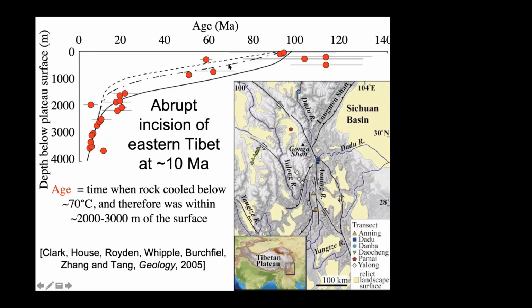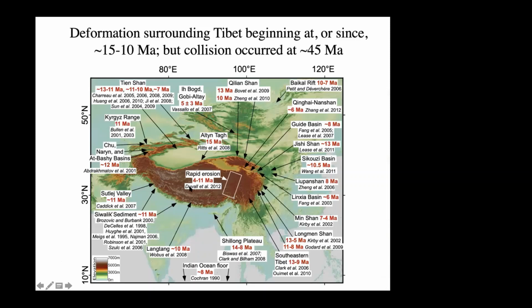Ages increase rapidly with depth because this is slow cooling. These ages are dating when the rock was approximately 2,000 to 3,000 meters below the surface. So you can look at these ages as saying the surface lay 2,000 to 3,000 meters above, and gradually that surface moved down. And then all of a sudden at this time, around 10 million years ago, suddenly you incise the canyons. And their interpretation is that this region rose at that time.